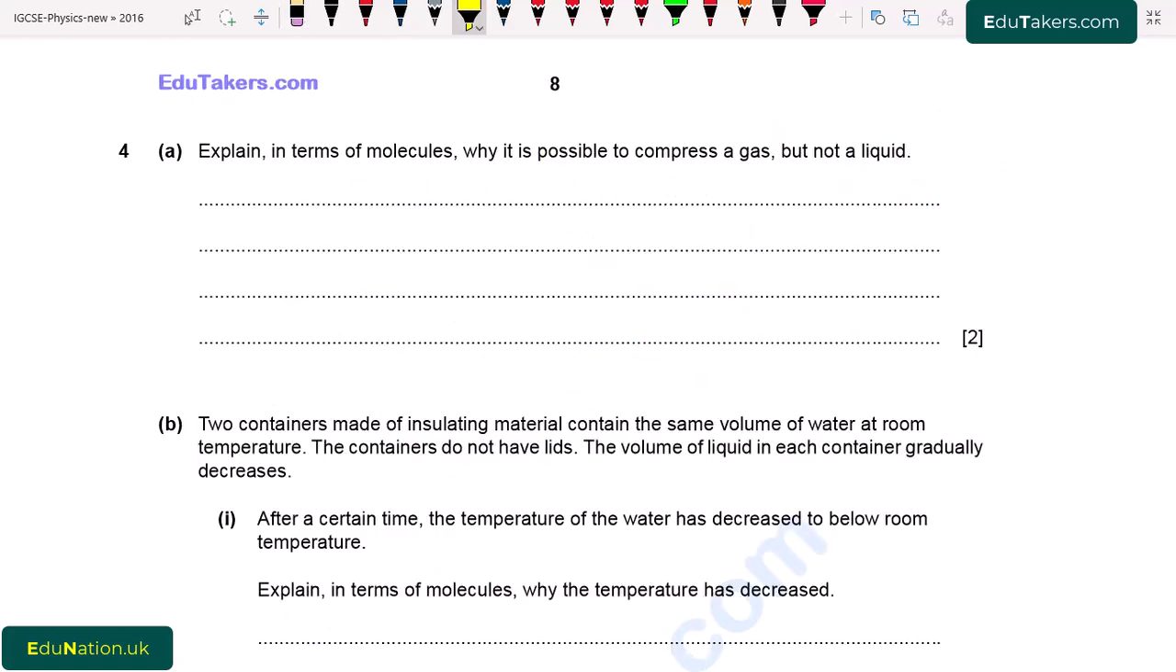Question number 4, part A. Explain in terms of molecules why it is possible to compress a gas but not a liquid. So here we have to explain why gases are compressible while liquids are not. So first of all, consider a container.